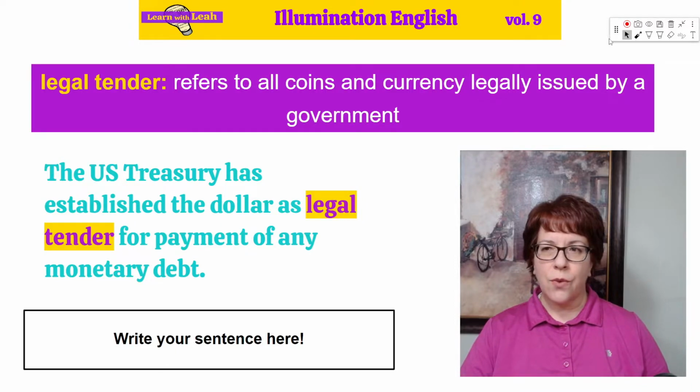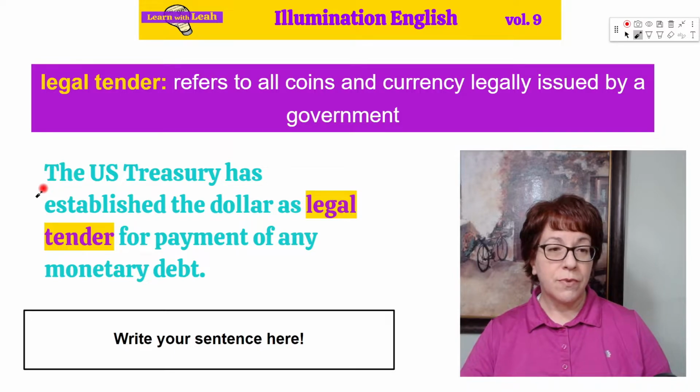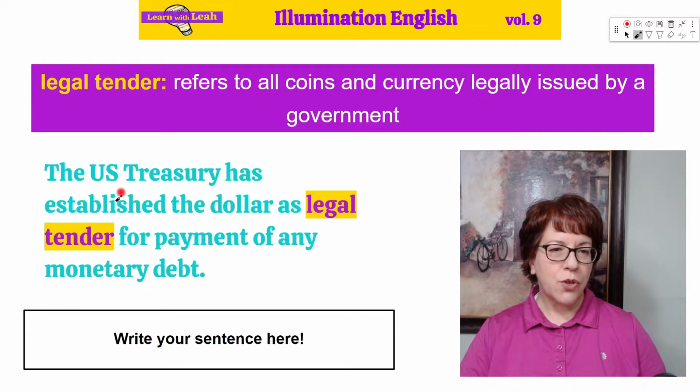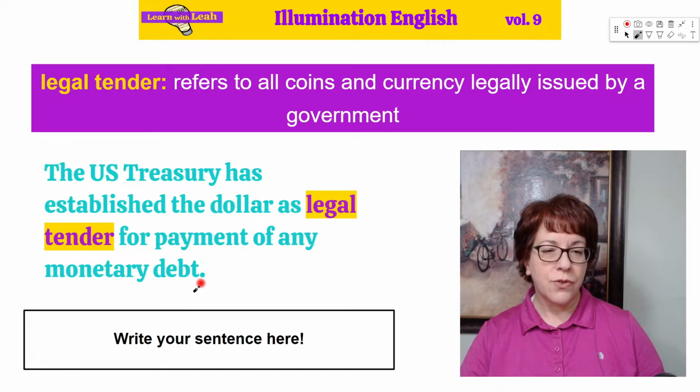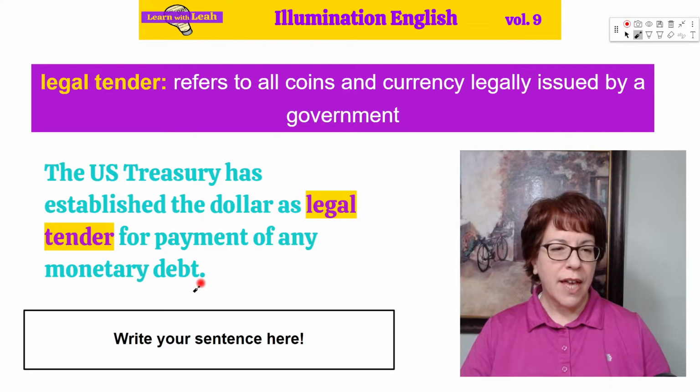All right, so in the United States, we have our treasury here, as all countries do, the treasury where their reserves and their money is printed. Okay, so our U.S. Treasury has established the dollar as legal tender for payment of any monetary debt. Okay, so in any country, whatever your dollar is, we have the US dollar. Other countries have their paper and coin money. So whatever that is that's legally established by the government can be considered legal tender.